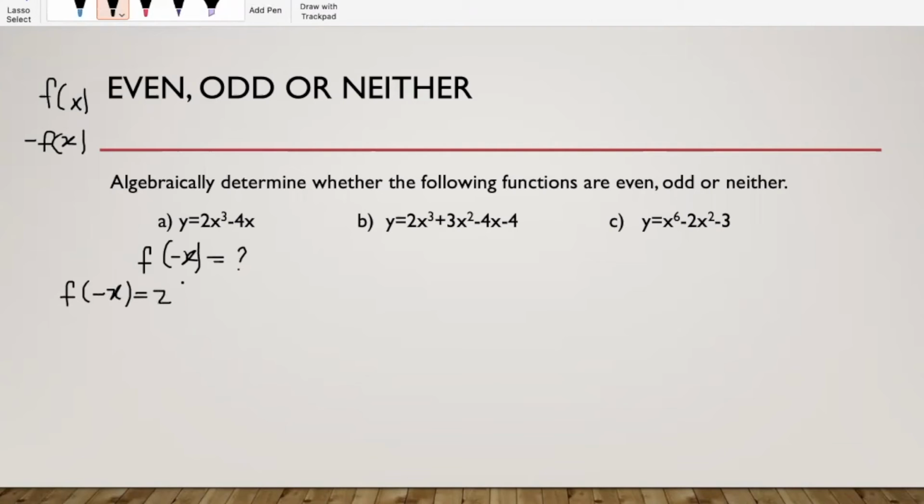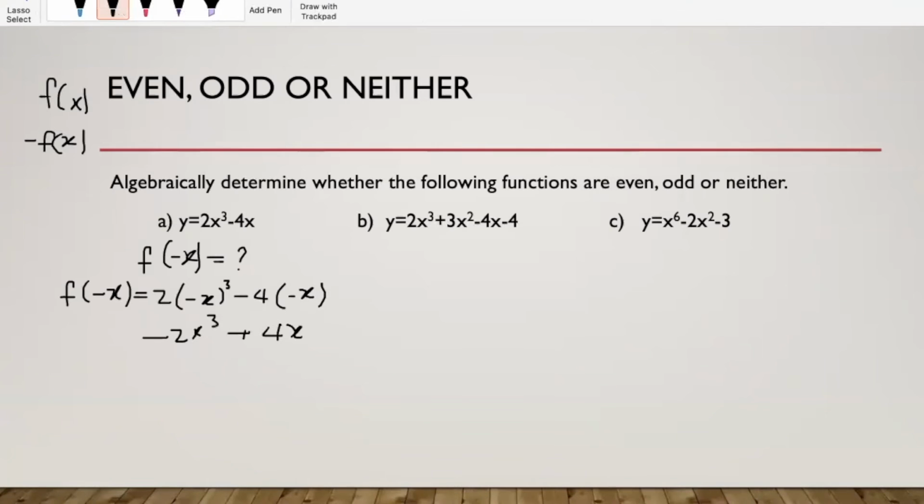So where I have x cubed, I am going to have minus x cubed, minus 4, and then minus x. Then following that, simplifying. So minus x cubed will give me negative x cubed. We know that when we cube a negative number, we're going to get a negative value. So this would be minus 2x cubed, and then negative and negative, that's positive. So I have positive 4x.